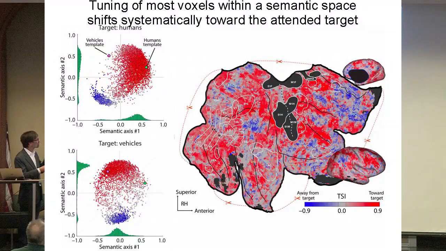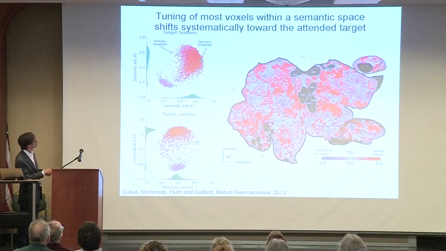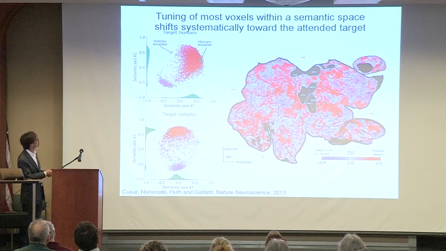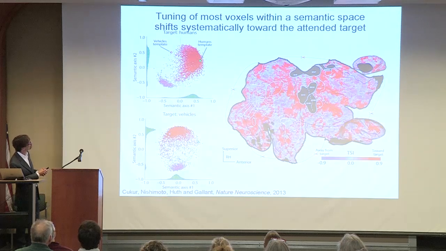And this is another way to look at this data. Here we have a semantic space. It doesn't matter what these axes are. They're just the principal components of the semantic space. Here's where humans should be in the semantic space. Here's where vehicles are. And this is the distribution of individual voxels, they're shown in red and blue here. And this is the state, the tuning of the individual voxels in the semantic space when you're searching for humans. And you can see most of the voxels are crowded over here towards humans.